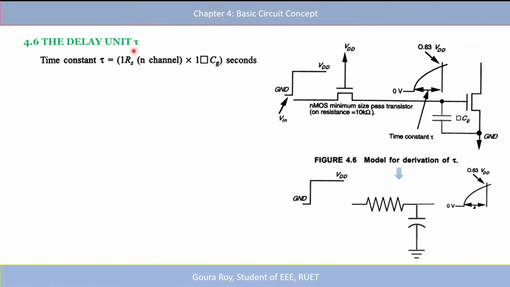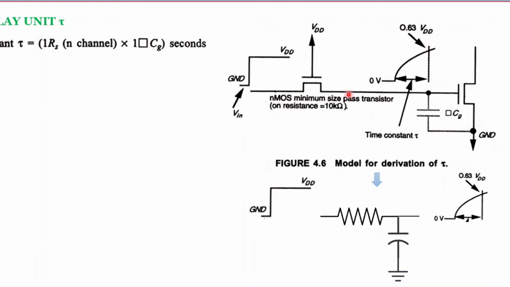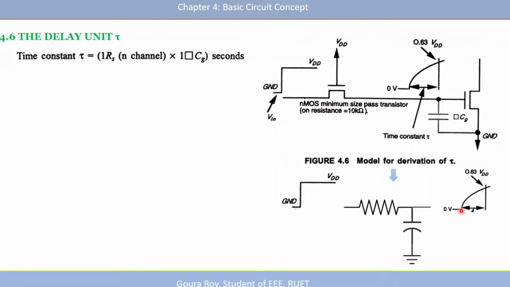The delay unit tau, which is also called the time constant, is calculated from the resistance and the standard square Cg. In this figure, two transistors are connected. The first transistor acts as a pass transistor, so it shows only a resistor. As the input is connected to the gate of the second transistor, this transistor will act like a capacitor. So these two transistors can be compressed into this circuit. If we apply a signal like this, the output will be like this after a time unit. The output will get 63% of the input after the delay unit tau.